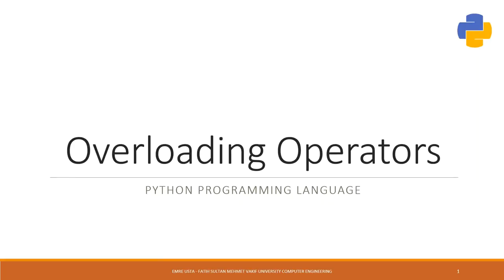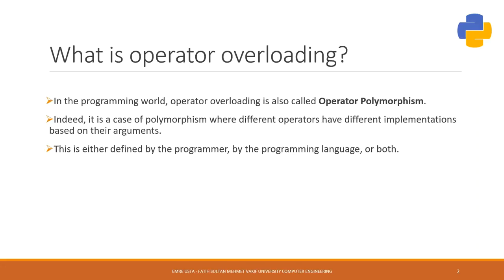Today we will talk about overload operators in Python. First of all, what is operator overloading? In the programming world, operator overloading is also called operator polymorphism. Indeed, it is a case of polymorphism where different operators have different implementations based on their arguments. This is either defined by the programmer, by the programming language, or both.